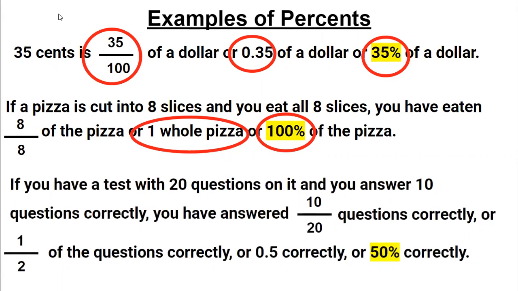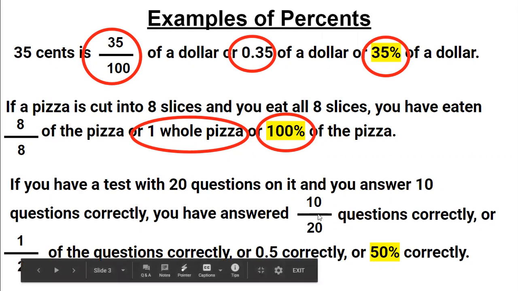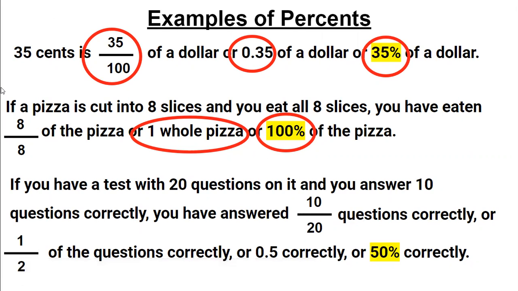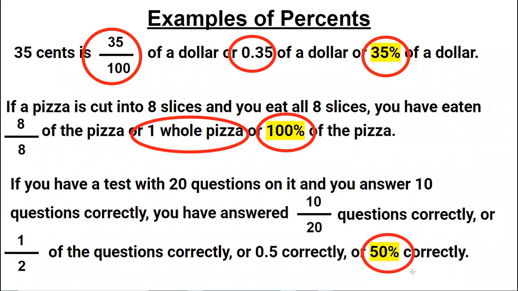Here's one. If you have a test with 20 questions on it and you answered 10 questions correctly, you have answered 10 out of 20 questions correctly, 10/20ths, or you could reduce 10/20ths to 1/2 of the questions correctly. How do you write 1/2 as a decimal? 0.5. Or if you're talking about percent, that would be 50%. That's not a very good score. That's only half of the questions correct. So a 50% on a test would be a good one to retake.